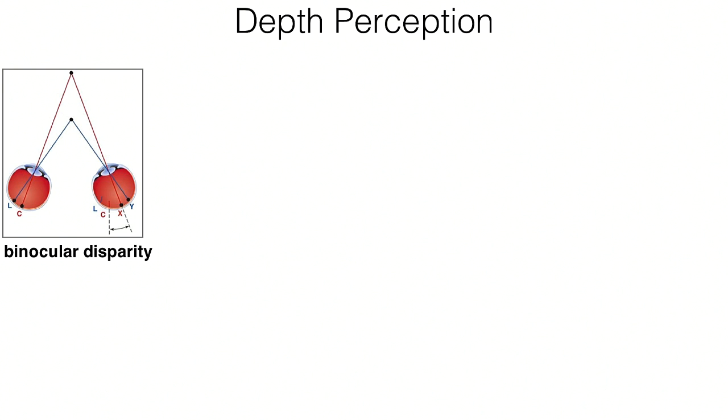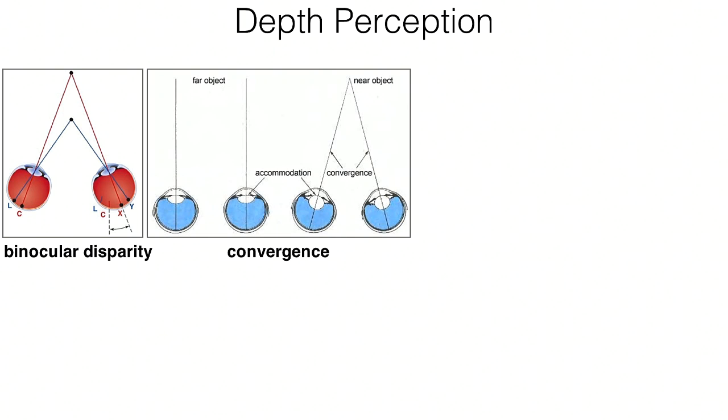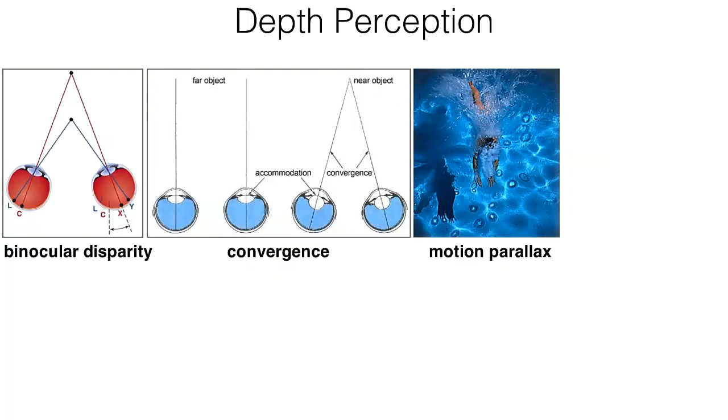Some of the depth cues I'll be talking about now start off with binocular disparity, which is the relative shift between the images that we perceive. And binocular disparity drives something called convergence, which is the relative rotation of our eyeballs. So if I look at something that's very close to me, my eyes rotate inwards, but as I look somewhere further away, my eyes rotate outwards. So this is convergence.